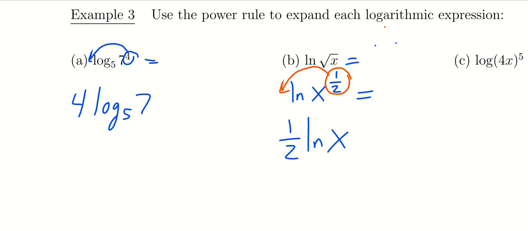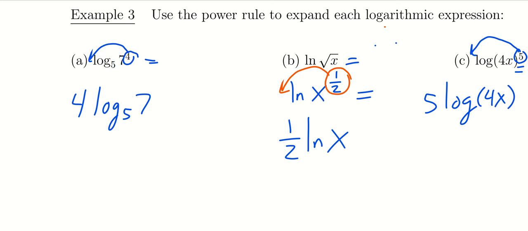And now let's take a look at part C. In part C, notice that we have common log of 4x to the 5th. The entire expression on the inside is being raised to the 5th power, so we can bring that out in front as 5 times log of 4x.